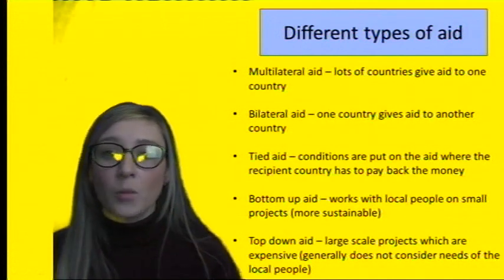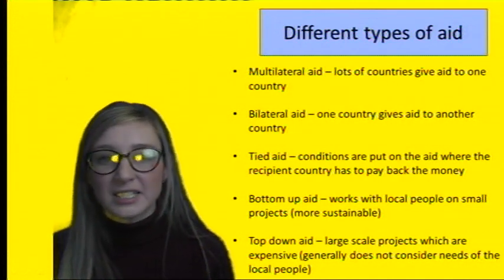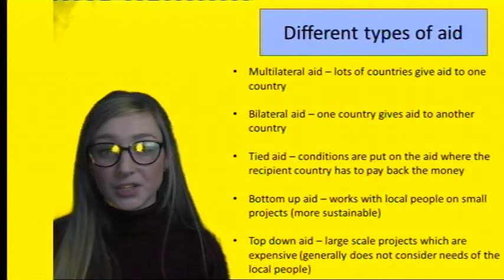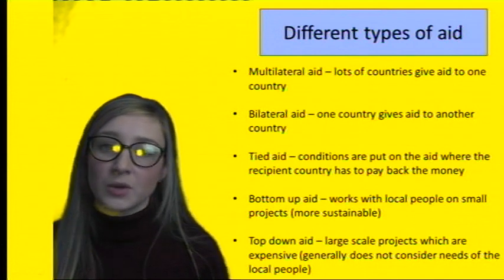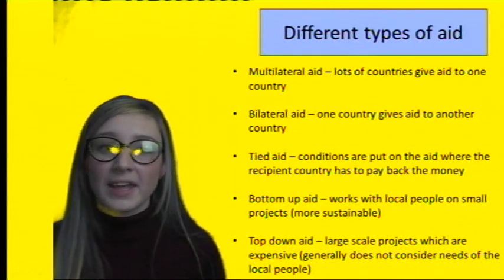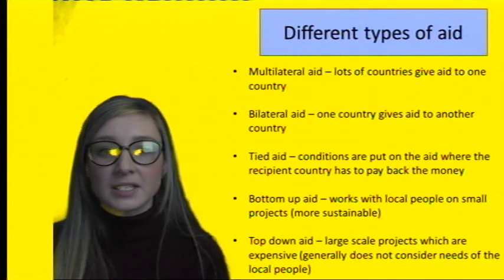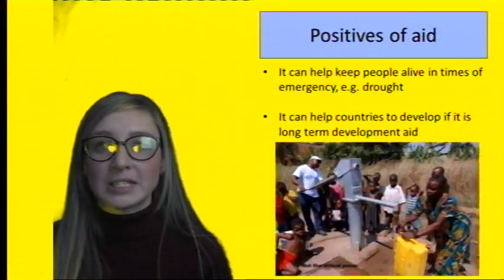Bottom-up aid works with the local people on a small project, and it tends to be quite sustainable, such as water aid or goat aid. And top-down aid is a large-scale project which tends to be quite expensive, and the money is often given to the government to distribute, so it doesn't often reach the people who need it the most.